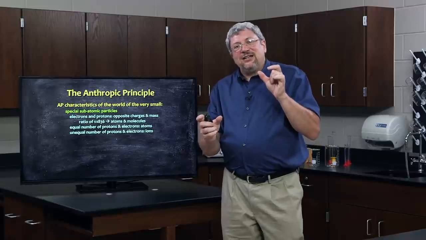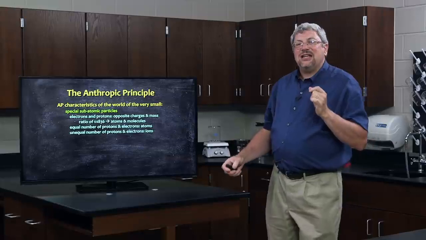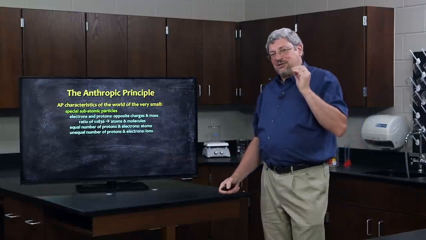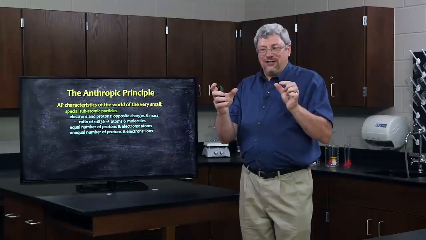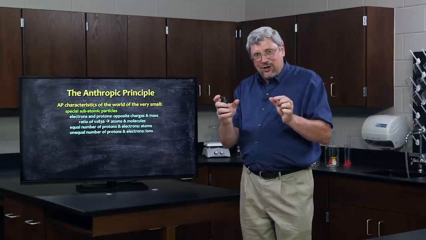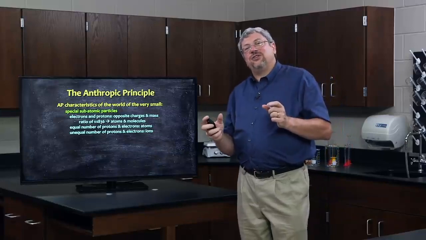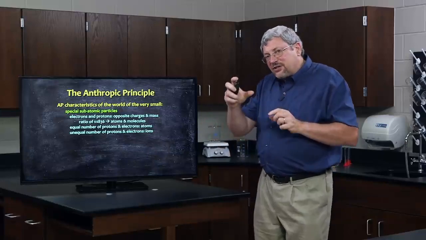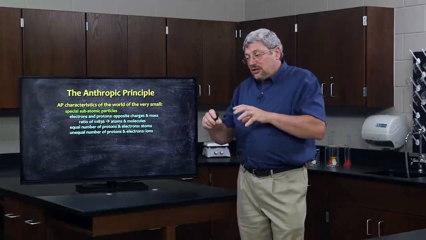The electron is actually much smaller than the proton. The proton is 1,836 times the mass of the tiny little electron. So this much tinier particle has the same charge as this huge particle. And that ratio of masses with the same charge turns out to be another of the characteristics of the universe that's essential for life.